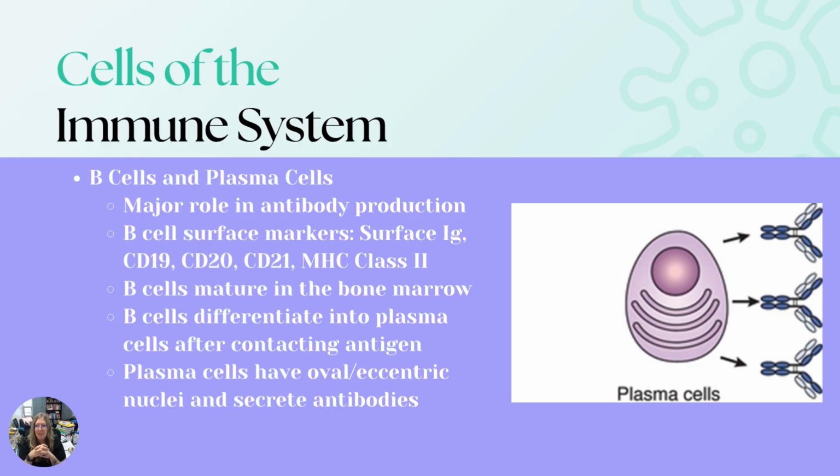B cells are primarily associated with humoral immunity and antibody production. Again, B cells mature in the bone marrow, and once an appropriate B cell encounters an antigen and becomes activated, it can then differentiate into a plasma cell. And then that plasma cell is essentially an antibody producing factory. So remember that progression: B cell, antigen recognition and activation, plasma cell, antibody secretion. It's having all the antibody babies, essentially.